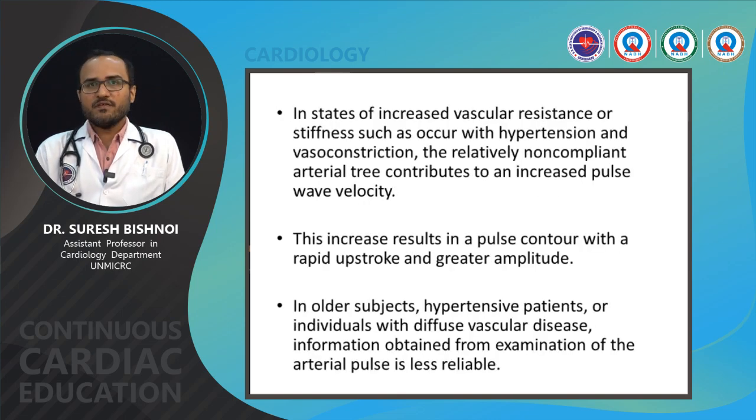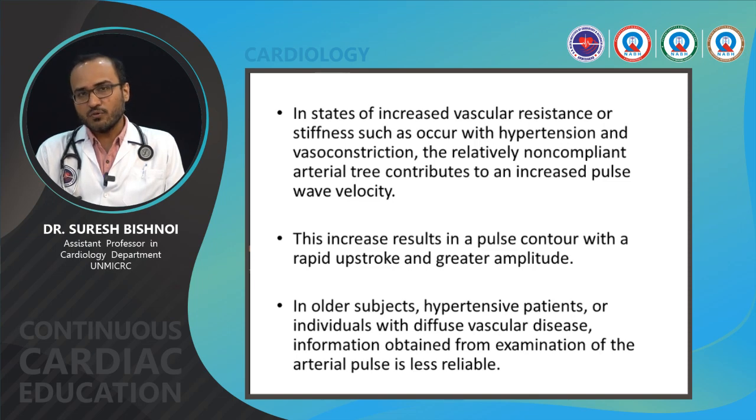So how does the peripheral vascular resistance affect the blood pressure? Whenever there is an increased vascular resistance or stiffness, which occurs in patients with long-standing hypertension or in a state of vasoconstriction, or a relatively non-compliant arterial tree, it contributes to an increased pulse velocity, and this increase results in a pulse contour with a rapid upstroke and a greater amplitude.